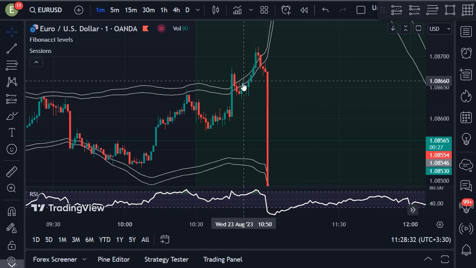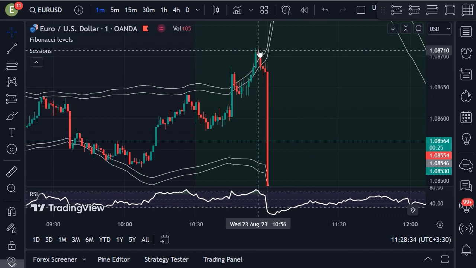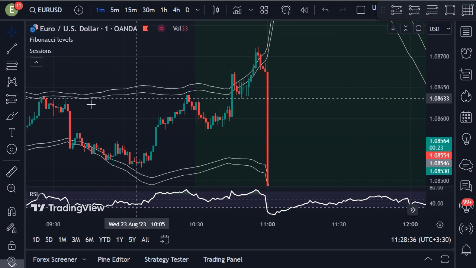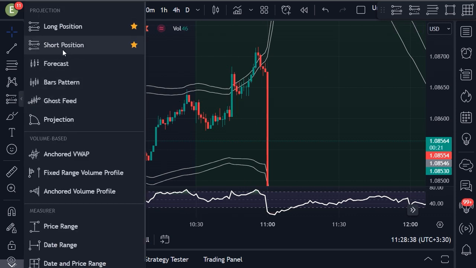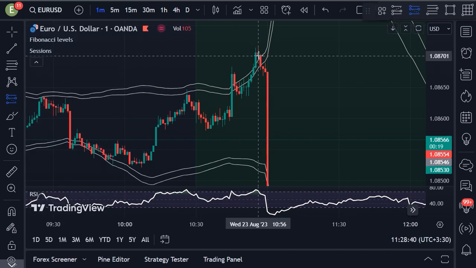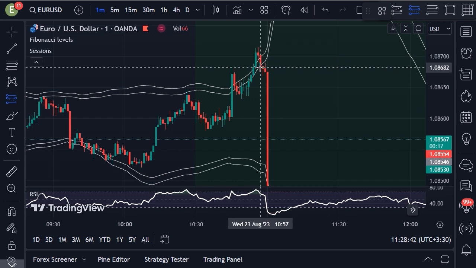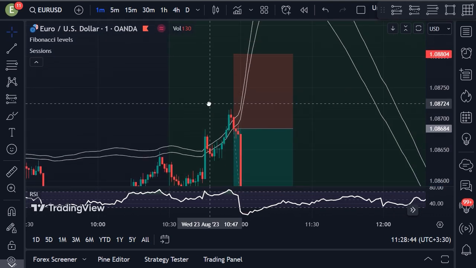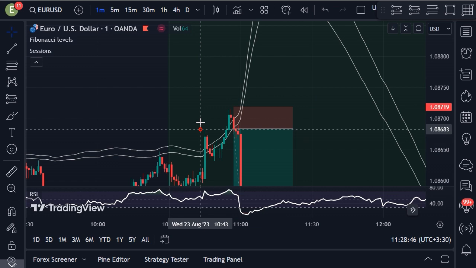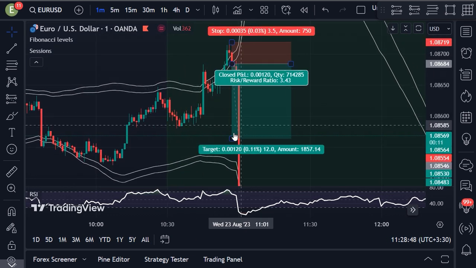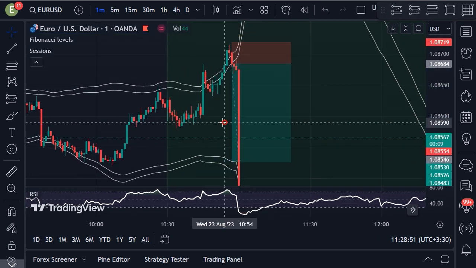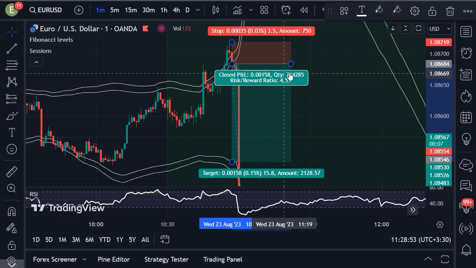In places where we have candlesticks outside of the Fibonacci levels, the chance of success for that position increases and our risk decreases. As you can see, we easily achieved a risk-to-reward ratio of 4 and gained 15 pips profit.